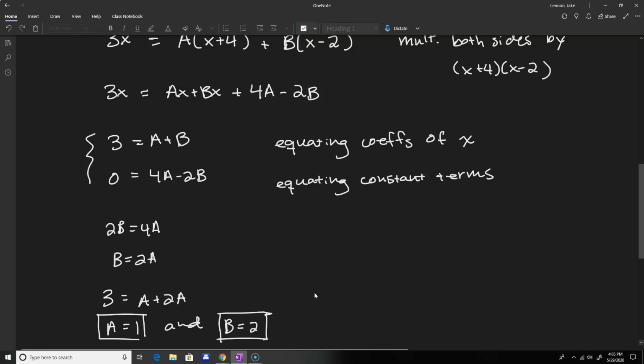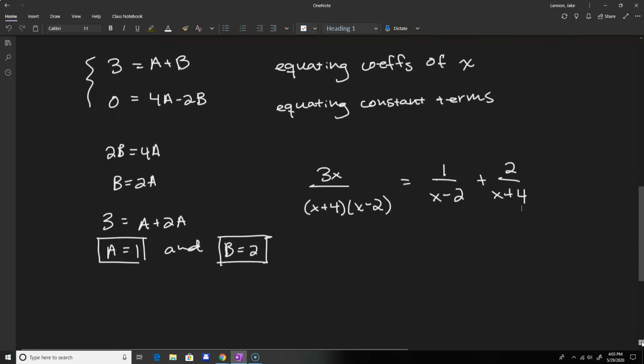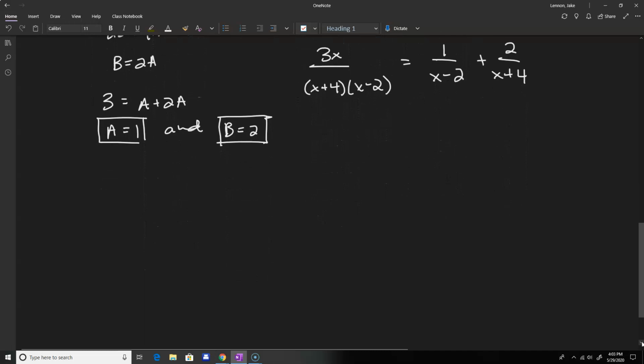So that tells us that our original rational expression, which was 3x over x plus 4 times x minus 2, can actually be rewritten as 1 over x minus 2 plus 2 over x plus 4. And we could see why that's useful in an integration example. So that's essentially the end of this example, but let's just note that this decomposition would allow us to find the antiderivative of the function.